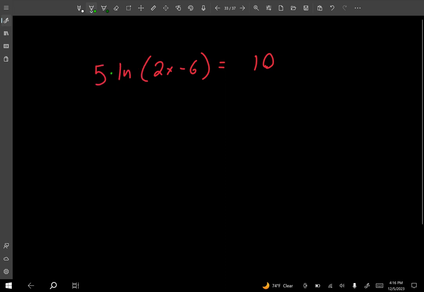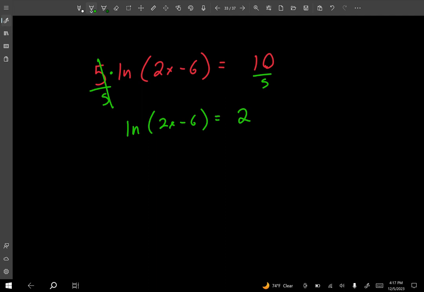Notice this is a 5 times all this mess. I need to get rid of that 5, so I'm going to divide both sides by 5. This goes away, and I'm left with 5 on the right. Oh, it's not 5 on the right. I'm sorry. 10 divided by 5 is 2. All right, it's been a long day. Natural log of 2x minus 6 equals, this is a 2.